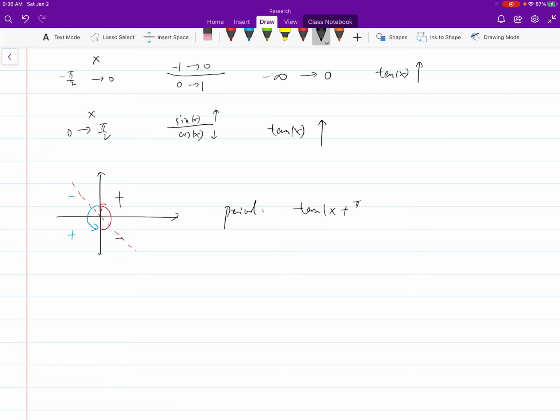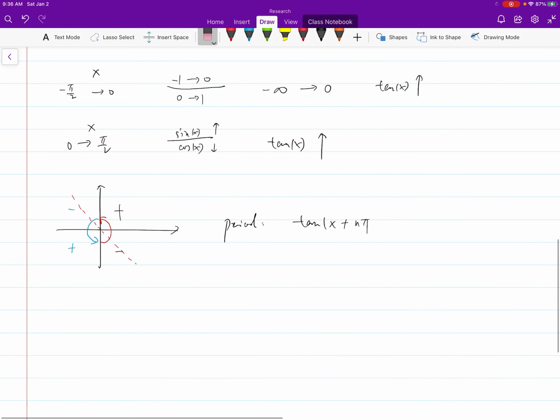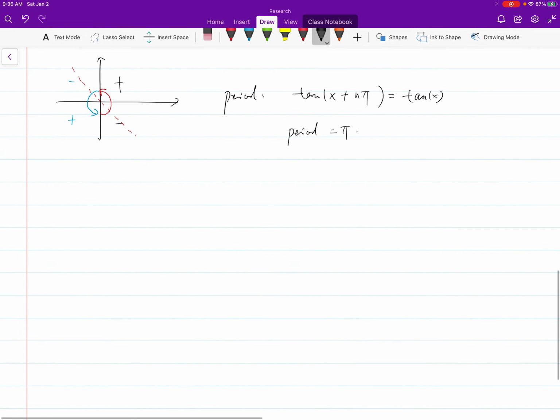So with that in mind, we can say tangent x plus n pi equals tangent x. Note for other graphs it's 2n pi, but for this one it's n pi. Therefore, the period is going to be pi, not 2 pi anymore.